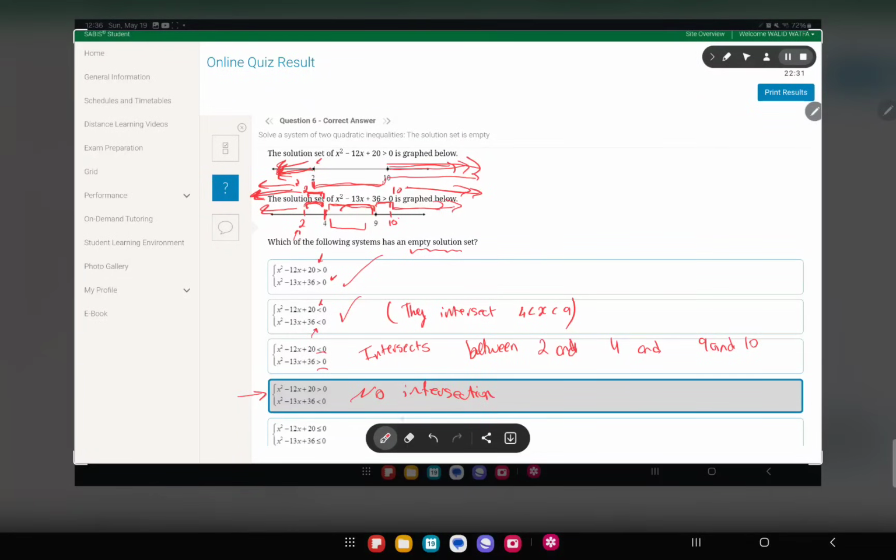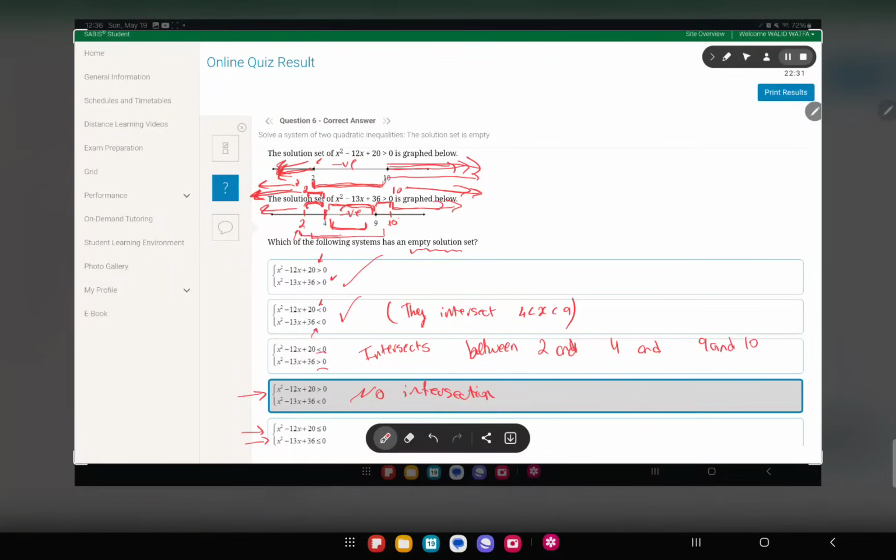Okay. x squared minus 12x plus 20 less than 0. x squared minus 13x less than or equal to 0. Okay, less than or equal to 0. Do they intersect? Of course they intersect. Here, this negative part, does it intersect this negative part? Yes. From 2 to 10. So 2 to 10. Does it intersect this part here, 4 and 9? Yes, it does. Okay.